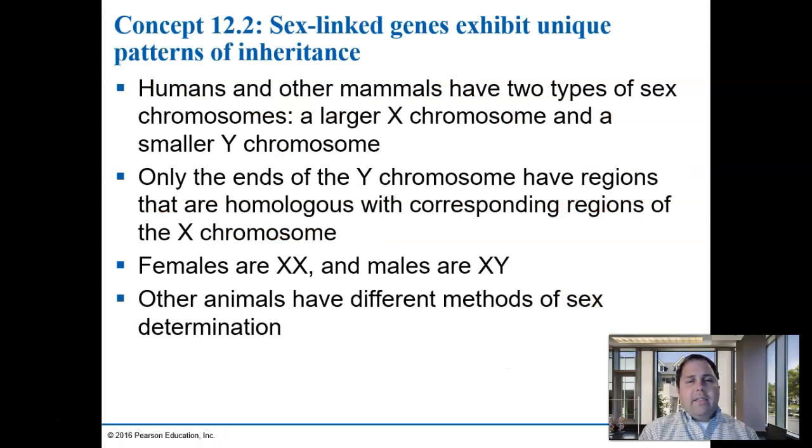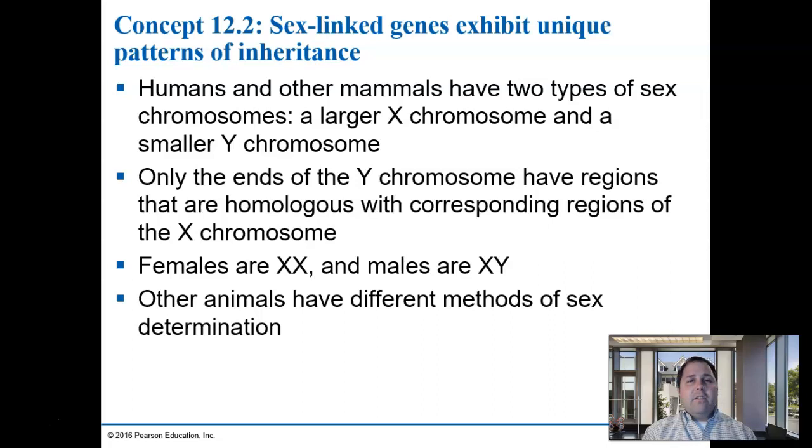So Morgan's discoveries lead us to thinking about sex-linked genes. That's one of the big topics of this chapter: there are sex-linked genes that exhibit unique patterns of inheritance because they are on those sex chromosomes. Humans and other mammals have 2 types of sex chromosomes. I'm sure we've talked about this before, an X chromosome and a Y chromosome. Y and X are homologous in small portions, but they're generally not homologous.